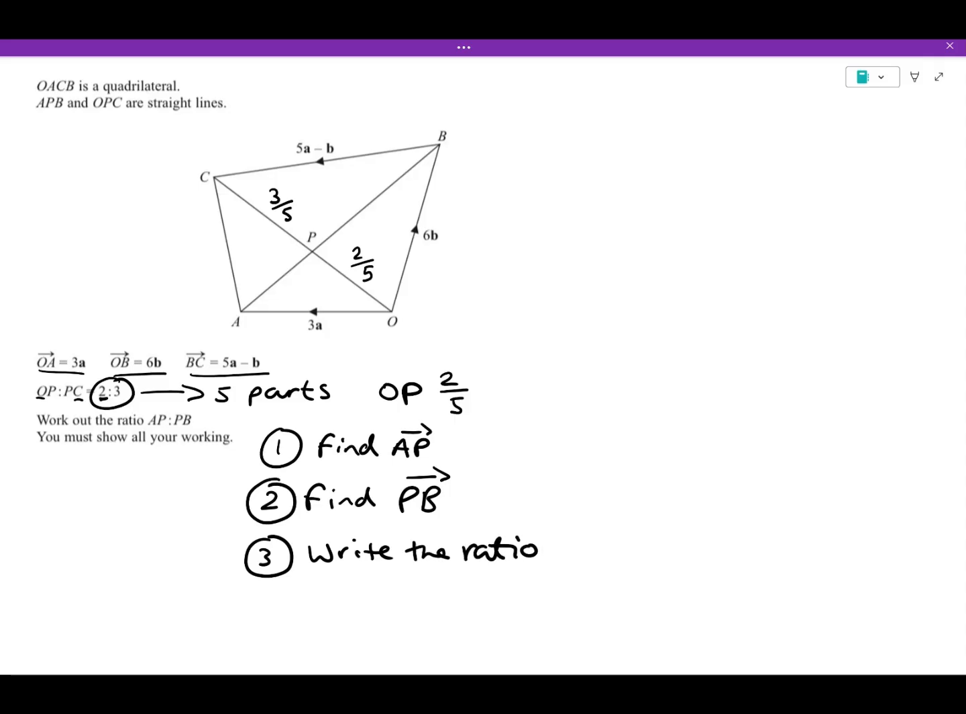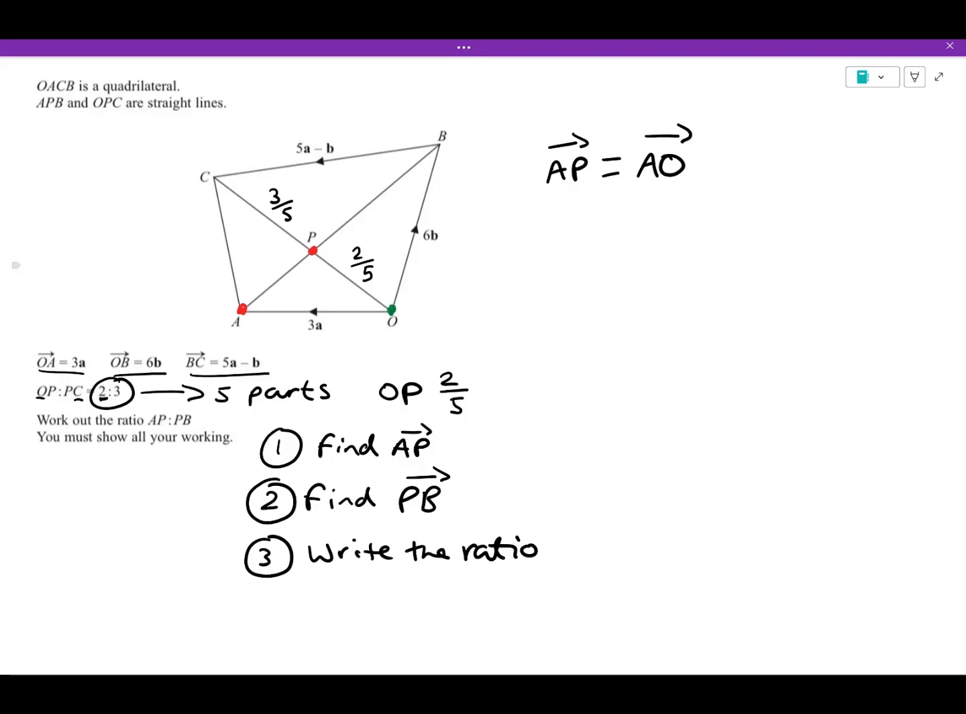So let's start with finding AP. I'm going to write AP up here. We're starting at A, and we need to end up at P in the middle here. So where could we go from A? I don't have any information about AP or AB in that direction, so we can't go along that line. Well, I don't know how to get from A to C, so really our only option is to go from A to O. So I'm going to start by going from A to O like that. Now I'll be at O.